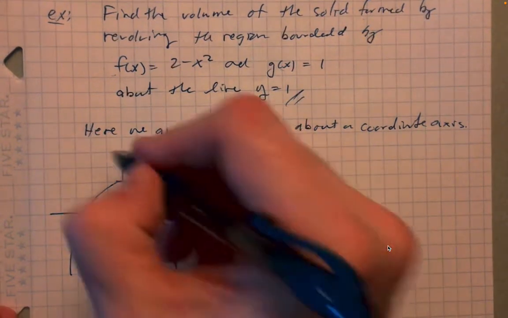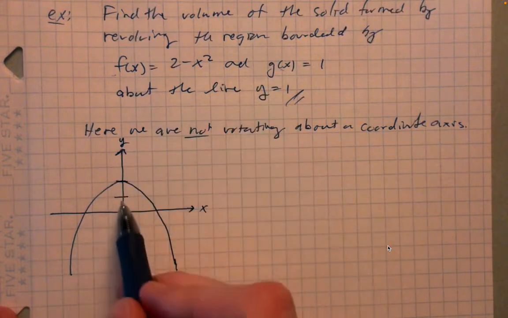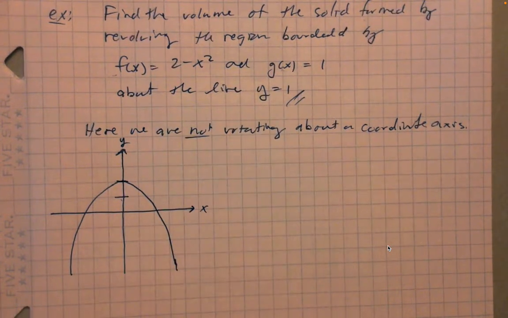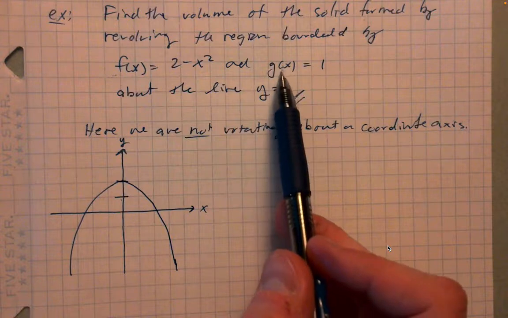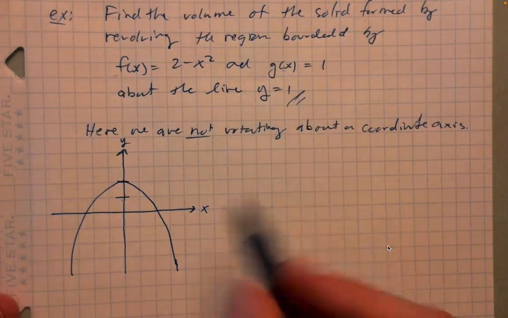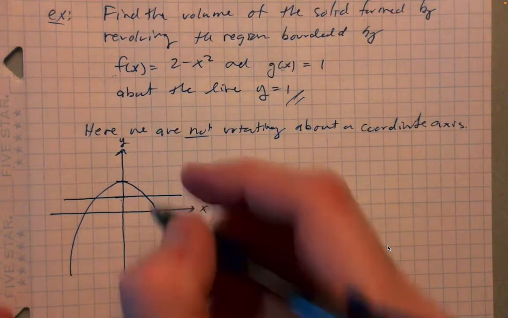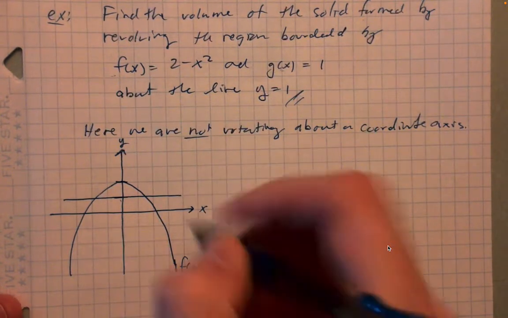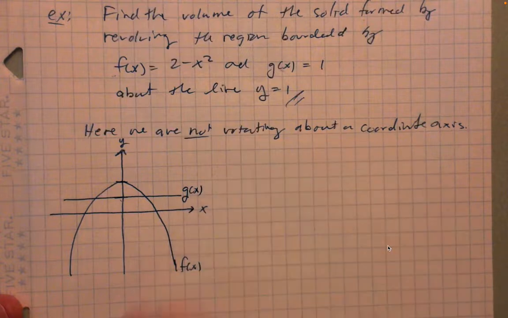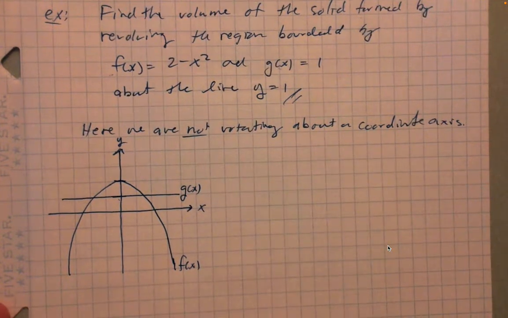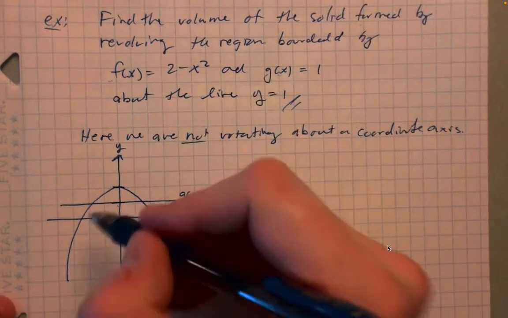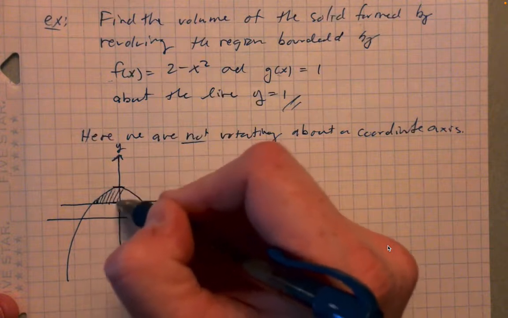Sorry, this is the x-axis, this is the y-axis, this is 1 and 2. And then, of course, g is just a constant function that comes across like this, right? So this is f of x, and this guy here is g of x. Right, and so the region that's bounded by these two is just this little piece here.